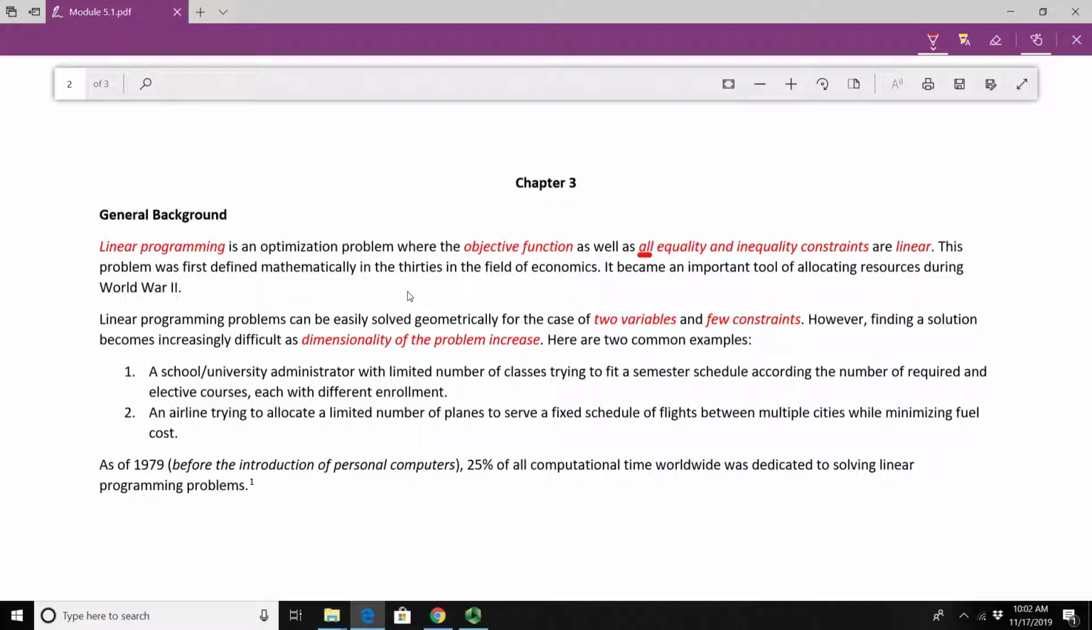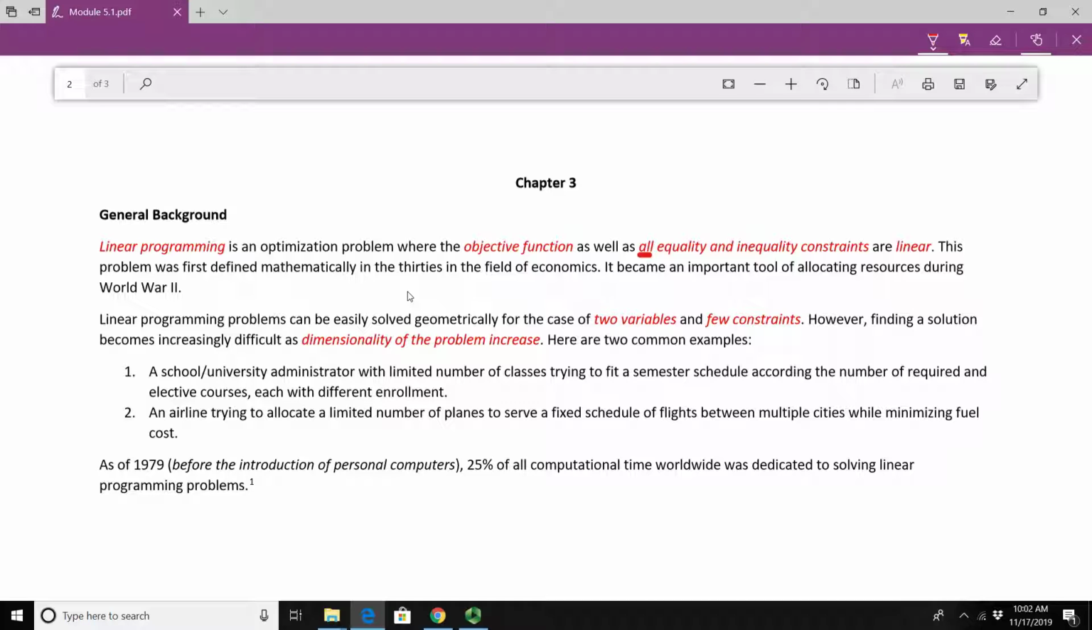Another problem that is again very common is an airline with a limited number of planes, and we are not going through the problem with the Boeing planes. They are serving a schedule that is fixed between multiple cities, and they would like to minimize fuel cost. They would like also to minimize waiting time in airports. So there are many factors that make a problem super formidable.